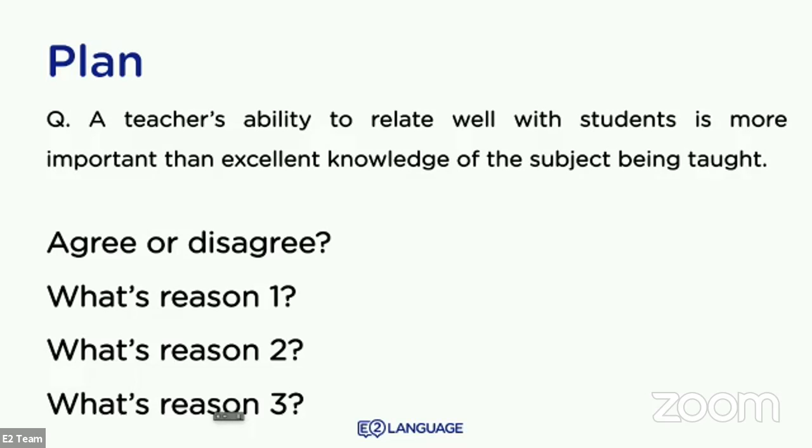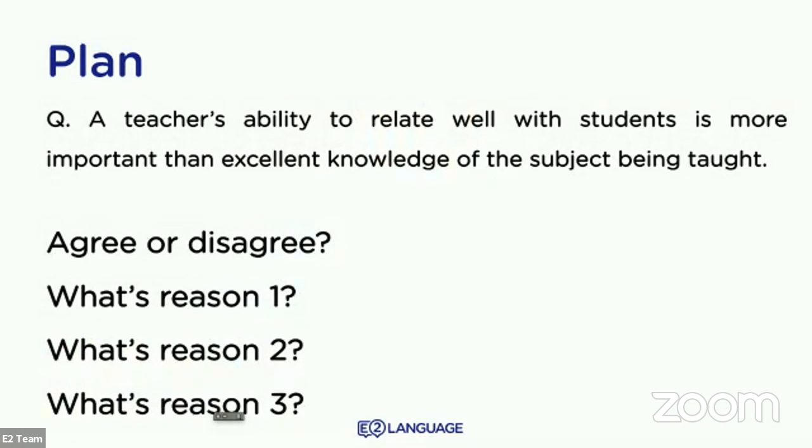Let's do this. I'm going to give you 30 seconds to think through this plan, because if you can't do this now, then you're going to have a problem on test day. So 30 seconds: read the question, think of whether you agree or disagree, and come up with 3 distinct reasons, and they will become your paragraphs. 30 seconds starts now.